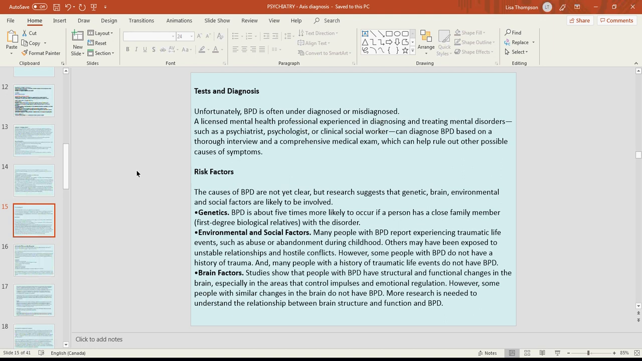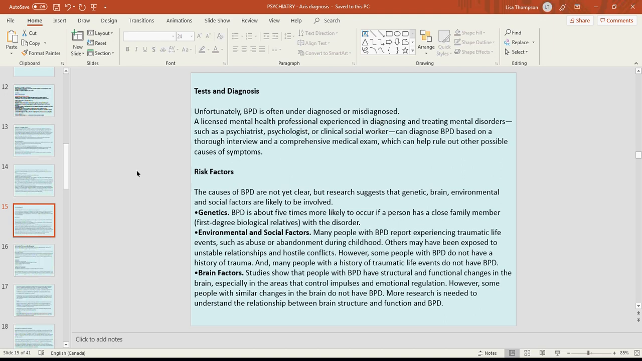Tests and diagnosis. Unfortunately, BPD is often underdiagnosed or misdiagnosed. A licensed medical or mental health professional experienced in diagnosing and treating mental disorders, such as a psychiatrist, psychologist, or clinical social worker, can diagnose BPD based on a thorough interview and a comprehensive medical exam, which can help rule out other possible causes of symptoms. The risk factors. The causes of BPD are not yet clear, but research suggests that genetics, brain, environmental, and social factors are likely to be involved.